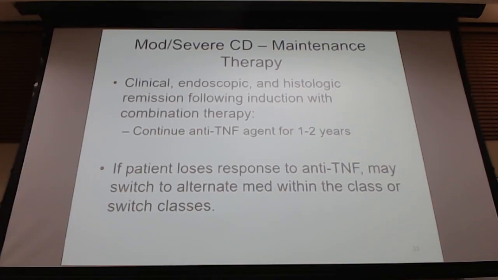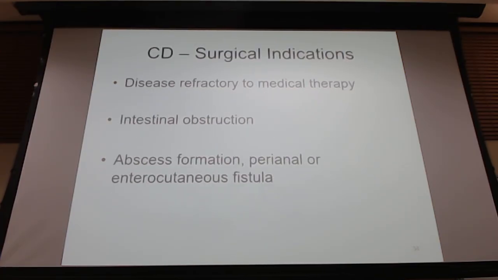So, remission, we make sure they're in a remission. We're going to continue them on this medication for 1 to 2 years. So the tumor necrosis factor medication is pretty expensive, and then we're also running 1 to 2 years of them being immunosuppressed. So we can switch to alternate meds within the class or switch classes if their body tends to lose response to that.